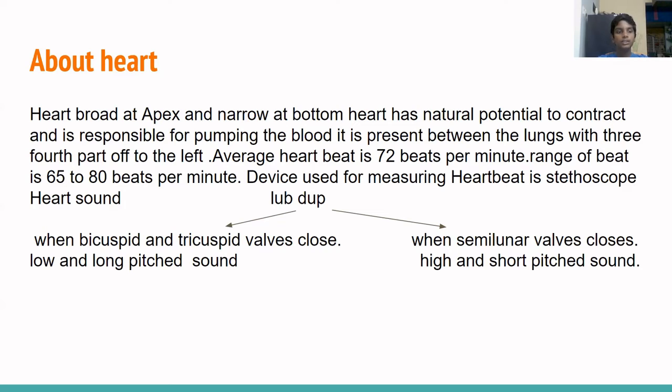Lup is the sound when the bicuspid and tricuspid valves close, and this is a low and long pitched sound. We will learn these valves after a little time. Dup is when the semilunar valves close. It is a high and short pitched sound.